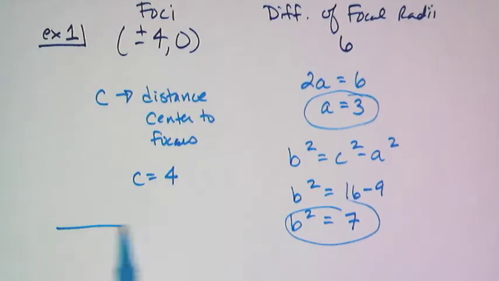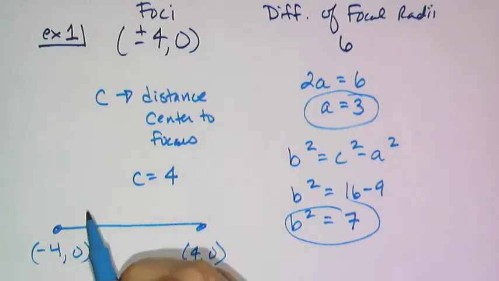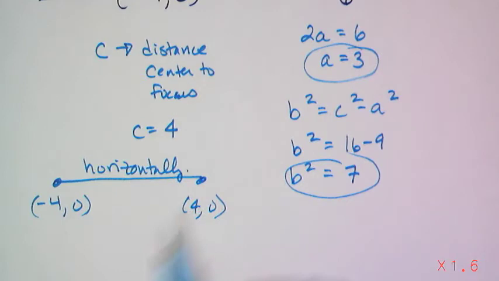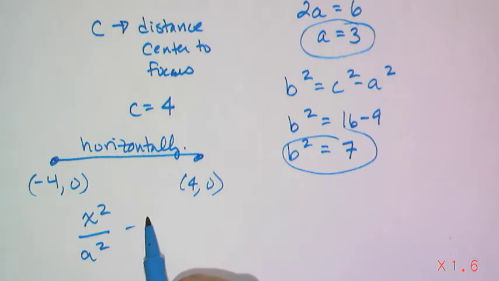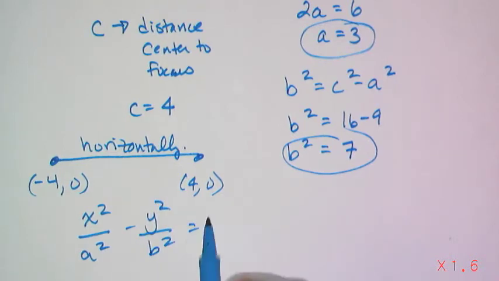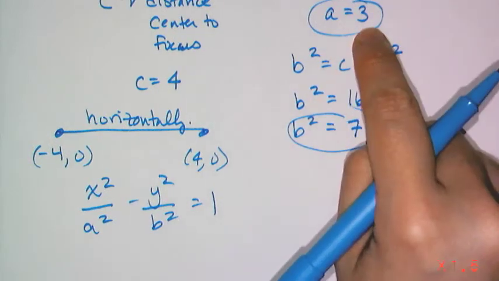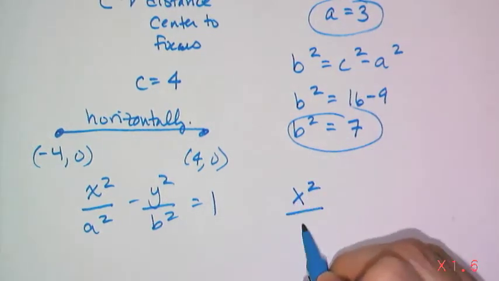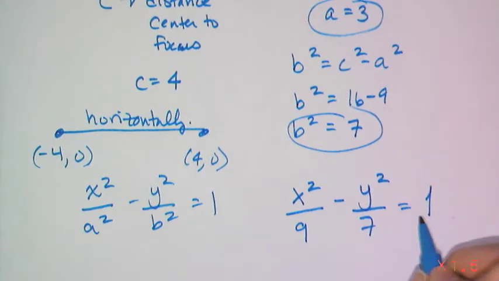And so I think about how the foci are oriented. I have (-4, 0) as one focus and (4, 0) as my second focus. And since this is horizontally aligned, the horizontally aligned foci always yield equations that are x squared over a squared minus y squared over b squared equals 1. And remember, the a and the b for the hyperbola don't swap. It's just the x and the y that swap. And so now I have my a, which is 3. So this hyperbola has x squared over 9 minus y squared over 7 equals 1.